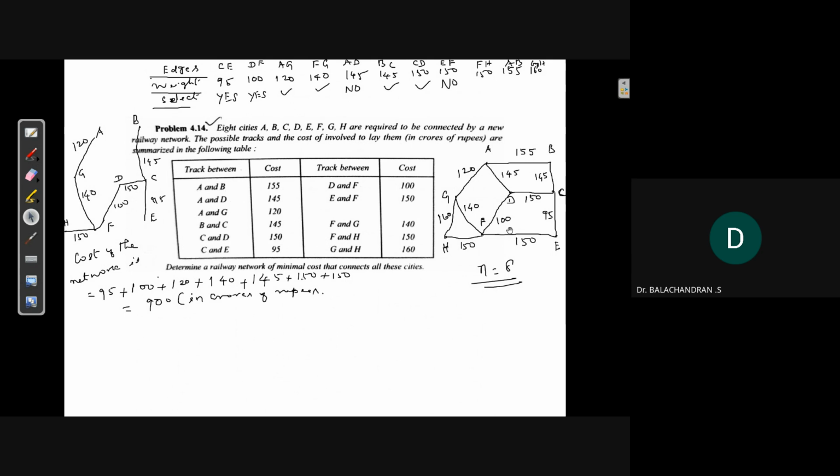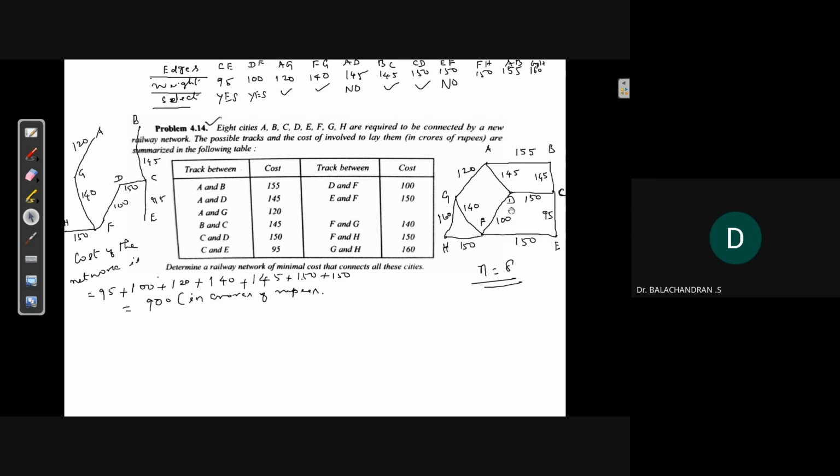C to E 95. Next, D to F 100. E to F is what? 150. F to G 140. F to H 150. G to H 160. So once you draw this graph, next step you should write in the ascending order.